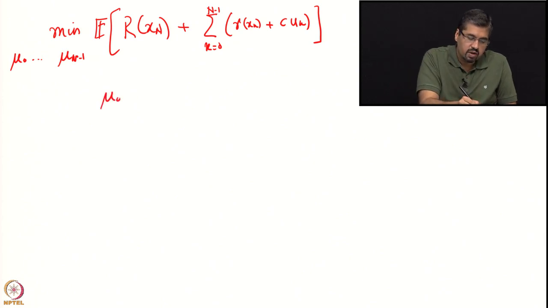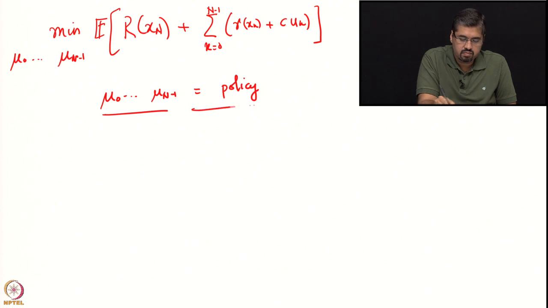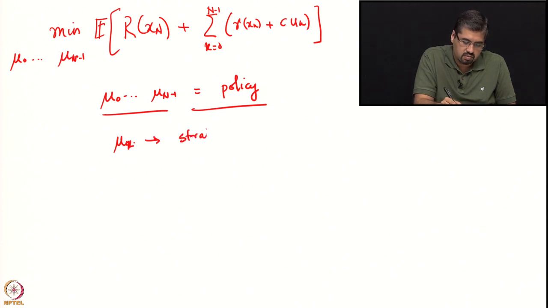This mu 0 to mu n minus 1 is called a policy. And these mu 0 to mu n minus 1 individually, the mu k's, are often called strategies. Strategies are sometimes also called decision rules.